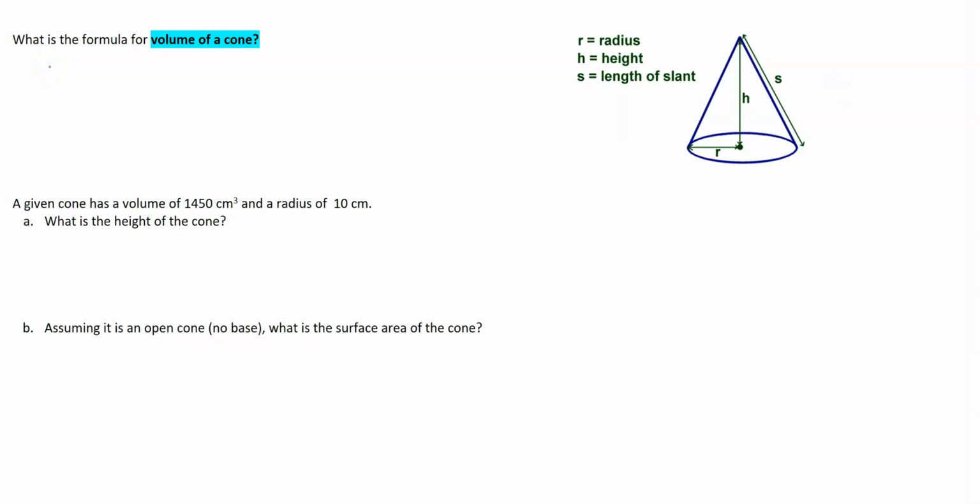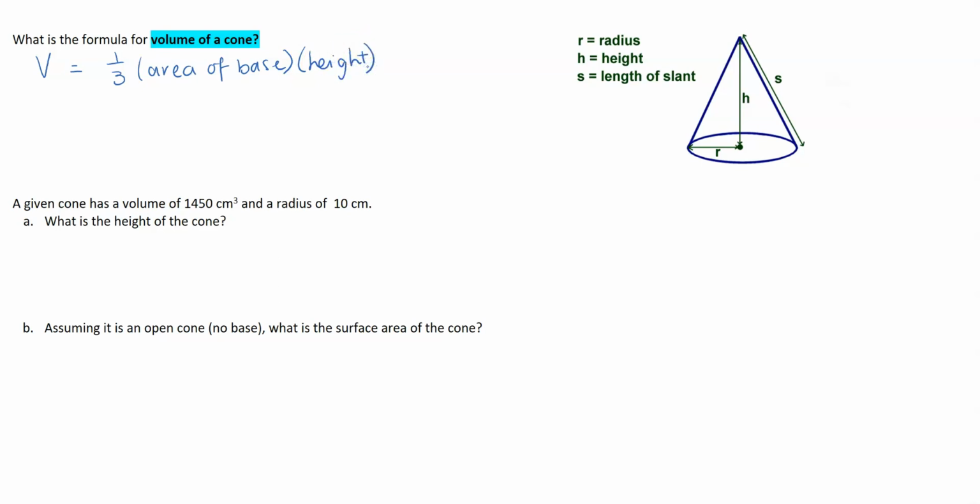Okay, so for this second lesson, we're going to have a look at the volume of a cone. So the first thing we need to know is what is the formula for the volume of a cone? And we're going to work this out in the exact same way we did volume of any pyramid. So remember, the volume of a pyramid is equal to 1/3 the area of the base times the height.